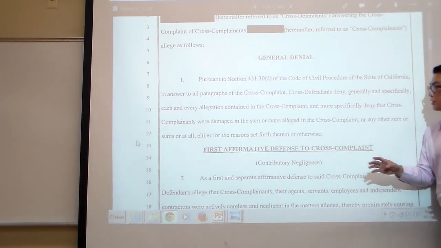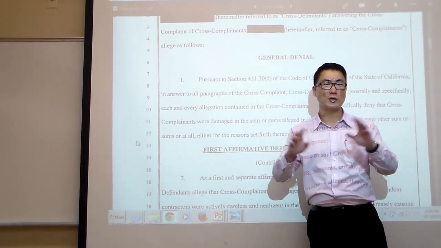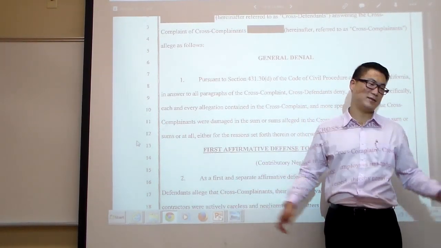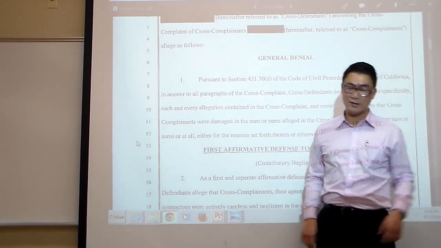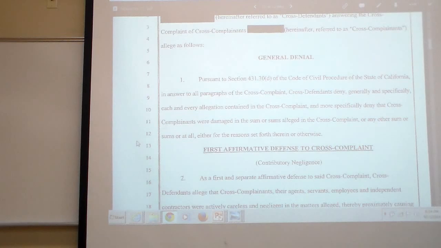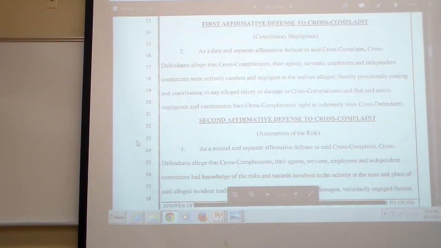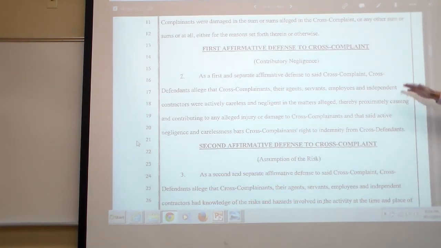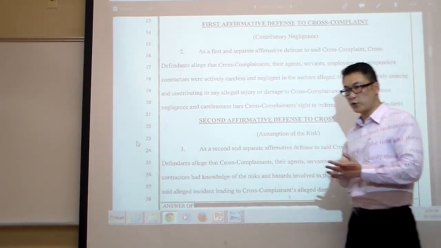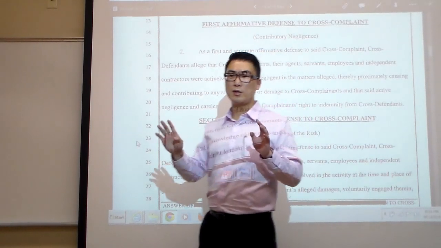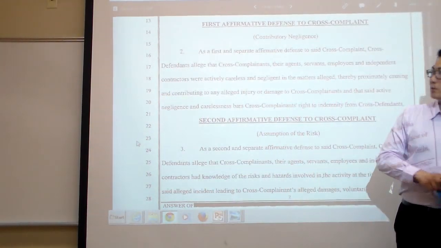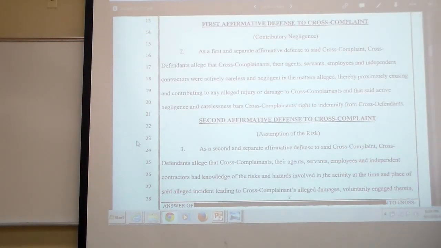You always do this. In the answer, the first thing you do is a general denial. Nothing happened. I'm right. I denied everything. It's a blanket general denial. And then you go into affirmative defenses. You're going to list every single one of them. If you don't list your affirmative defense here, you lose your right to bring it up later. Okay? So that's important.